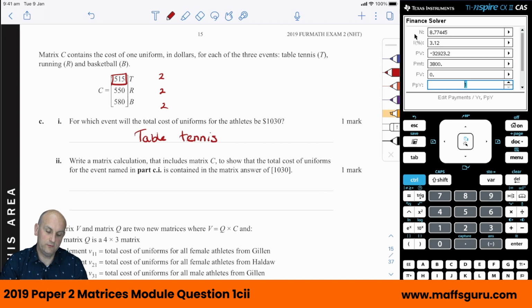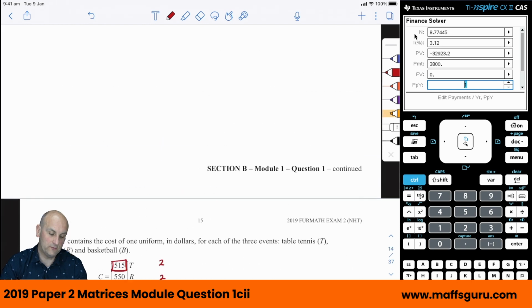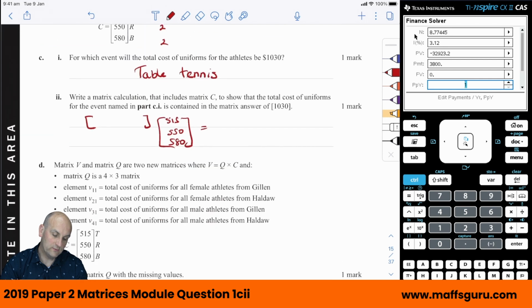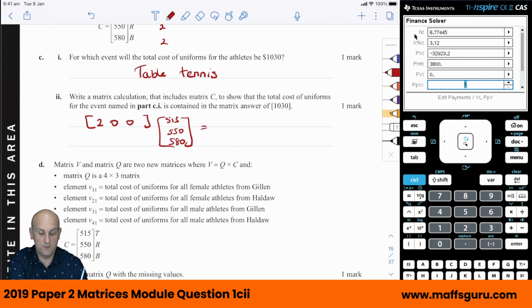Write a matrix calculation that includes matrix C to show the total cost of uniforms for the event named in part C, which is contained in the matrix answer of 1030. Okay, so we have to include that, which is going to be 515, 550, and 580. And we're going to multiply that by, now, because we've got table tennis, running, and basketball, we have to keep the order that way. So how many people are doing table tennis? Did we say 2 are doing table tennis? Right, so 2 for table tennis. We're only interested in table tennis, so when we multiply that together we get 1030, and that was what they were looking for.